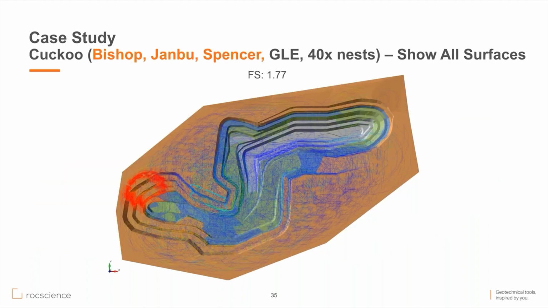The next iteration I ran was with all analysis methods selected. Previously, I was just searching for the critical GLE, and now I'm searching for the critical using Bishop, Janbu, Spencer, and GLE analysis methods. At these search settings, the critical factor of safety is located in the same region of the slope as the previous iteration, and the critical factor of safety has reduced marginally from 1.8 to 1.77.